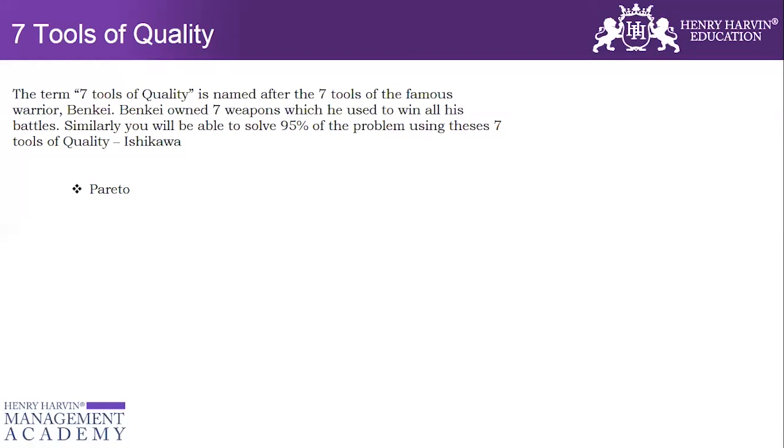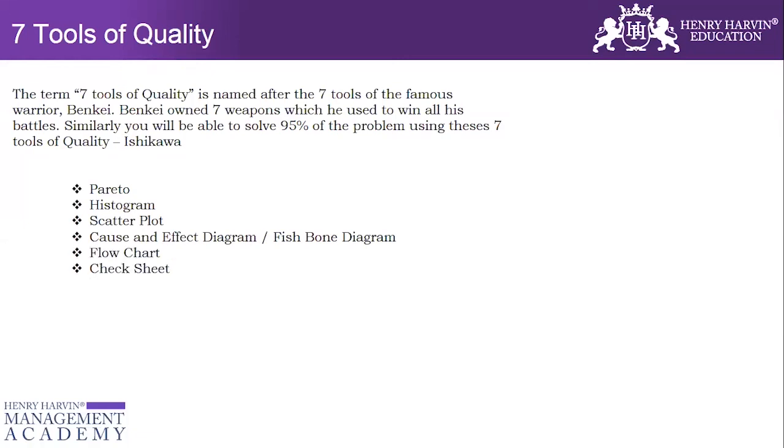The first tool of quality is known as the Pareto analysis. The second is known as histogram. The third tool is known as the scatter plot. The fourth tool is known as cause and effect or fishbone, which we have already covered. The fifth tool is known as flowchart. The sixth tool is known as check sheet. The seventh quality tool is known as control chart.